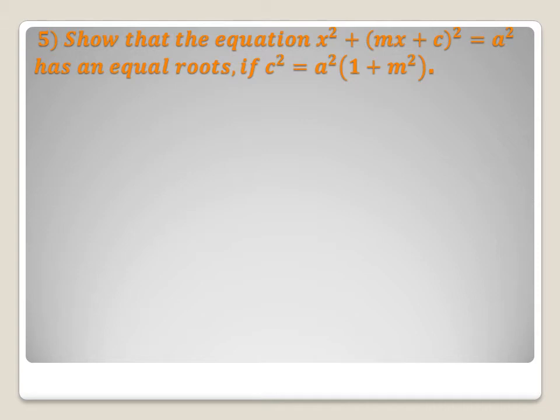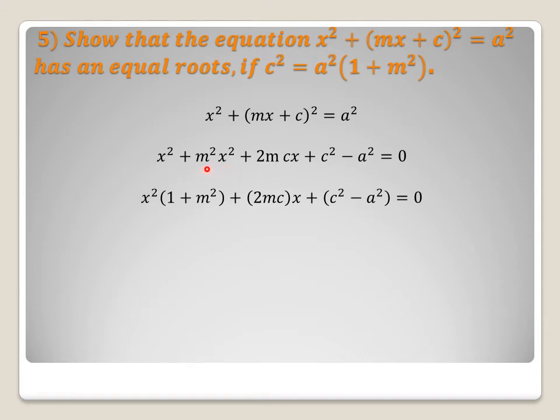So now we will take the equation x squared plus (mx plus c) whole squared equals a squared. First of all, we have to solve the brackets and open the square of mx plus c, using the formula (a plus b) whole squared, where a is mx and b is c. So the equation will become x squared plus m squared x squared plus 2mcx plus c squared, and this a squared has come to the left side of the equation and has become minus a squared equals 0.